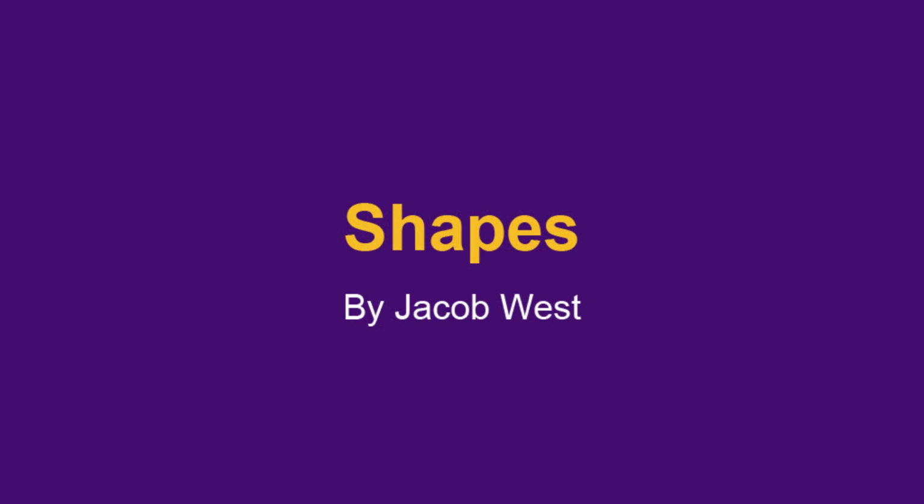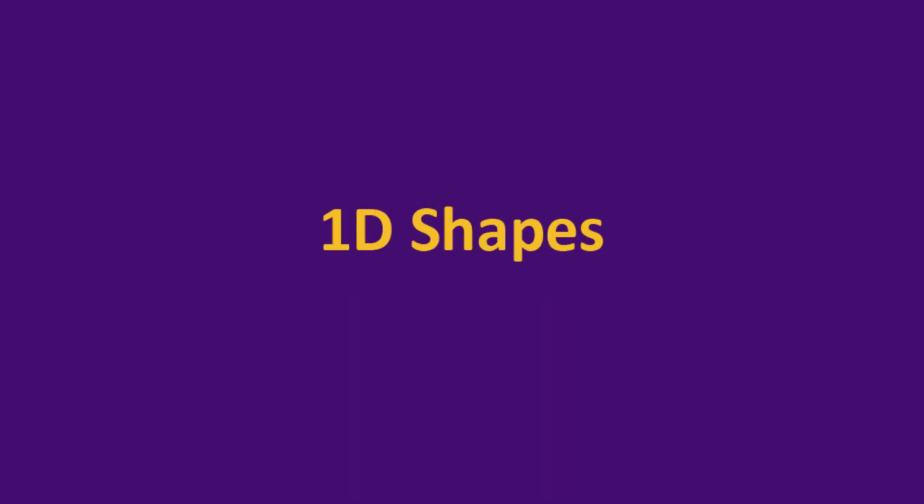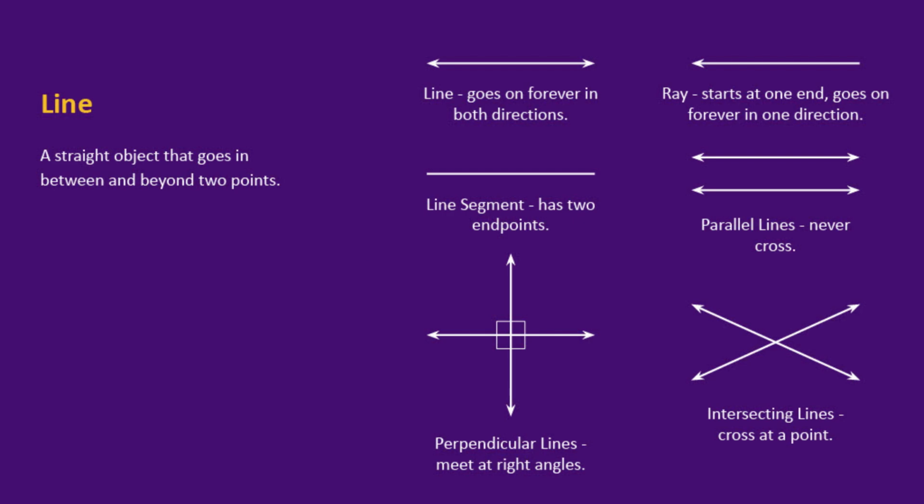Today, I'm going to share with you all of the shapes that I learned from before I started pre-K to the 12th grade. We will start by looking at one-dimensional shapes. A line is any straight object that goes in between and beyond 2 points.